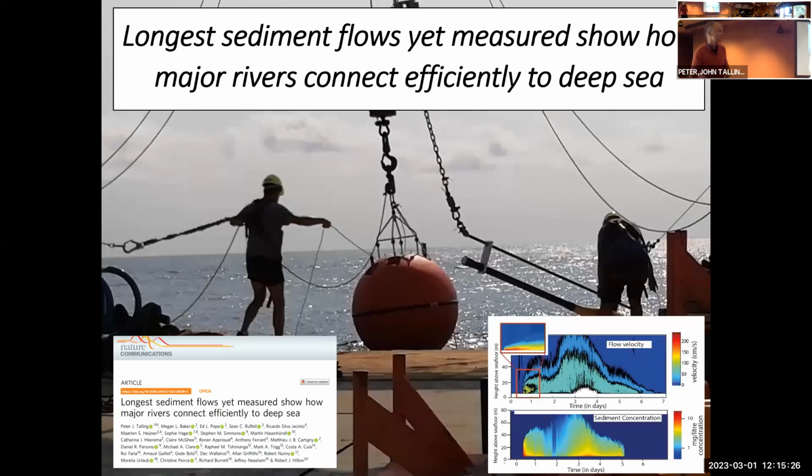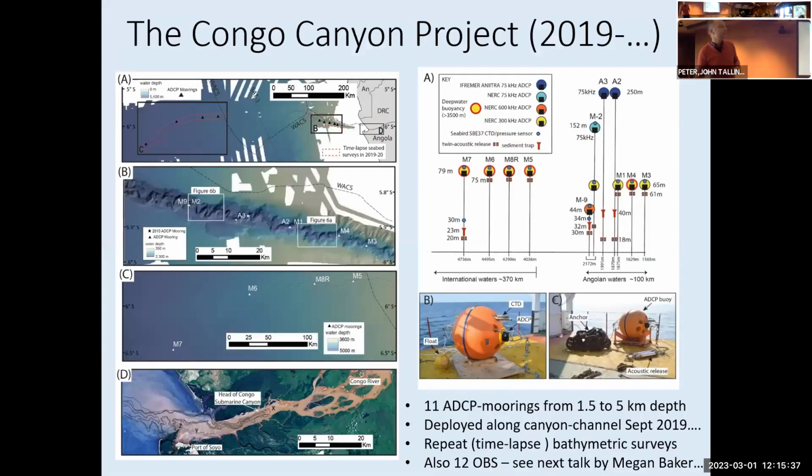This is a paper that was published in Nature Communications about a year ago. Again, a big group of people. What we did is we put a series of moorings out along the Congo submarine canyon and channel. This is West Africa. The mouth of the Congo River is the second largest river for water discharge on Earth. The head of this canyon is actually inside the estuary of the river mouth. So that's one of the few systems that's completely connected.